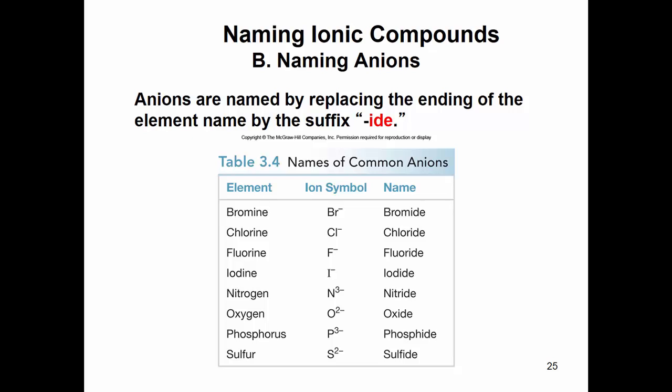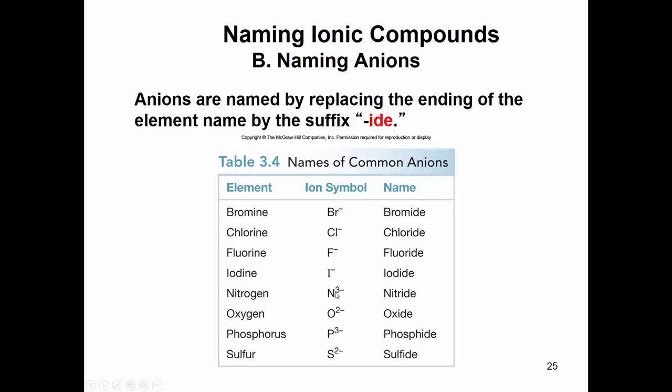Non-metals or anions are named by replacing the ending of the name with the suffix IDE. So instead of bromine, we would name it as bromide, IDE, because we've got this negative charge now. Chlorine wants to gain 1 electron, so it has a -1. It's in group 7. It's called chloride, fluorine, fluoride, iodine, iodide. These are your halogens, and they all form a -1 charge because they want to gain 1 electron.